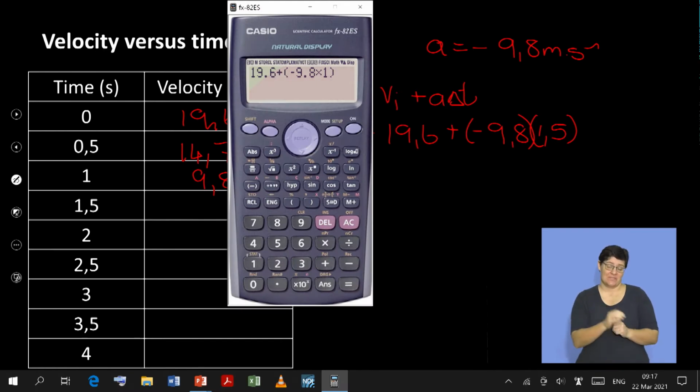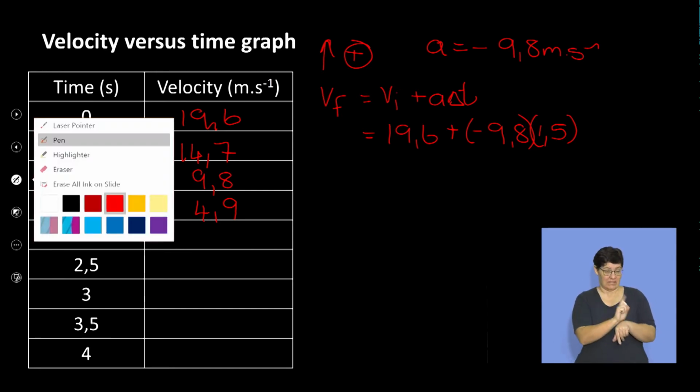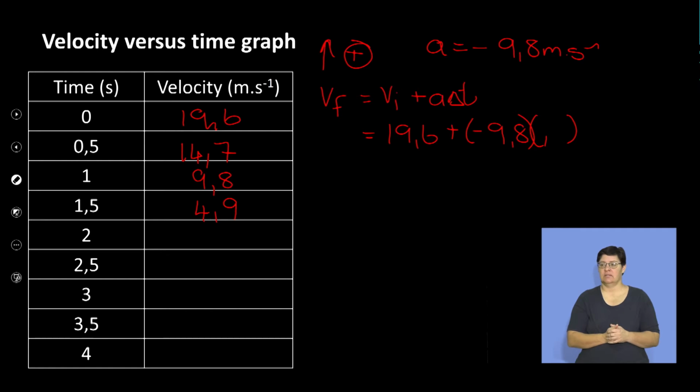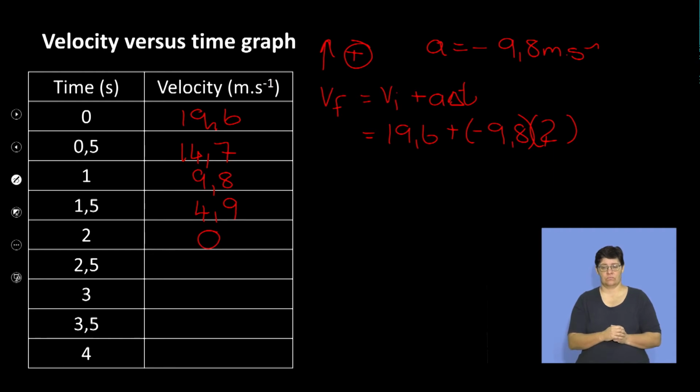So we're going to go back there. I'm going to make that 1.5. There we go. We now have 4,9. So we're starting to see in 1.5 seconds it's changed quite a bit. We need to go back here. Instead of 1.5, we now have 2. Go back to our calculator, and we're going to change that to a 2. Oh, 0. So, after 2 seconds, it's reached the top of its motion.